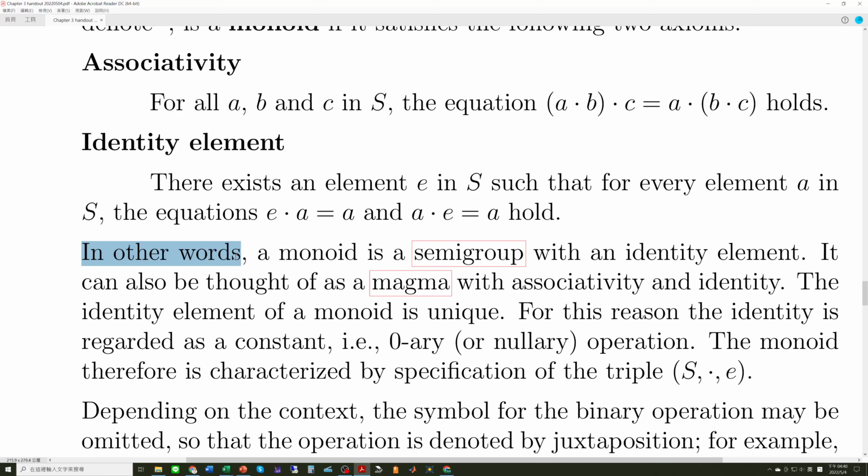In other words, a monoid is a semigroup, we will introduce what a semigroup is later, with an identity element. It can also be thought of as a magma, we will introduce what a magma is later, with associativity and identity. The identity element of a monoid is unique.